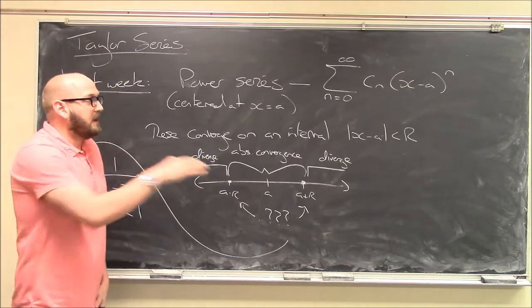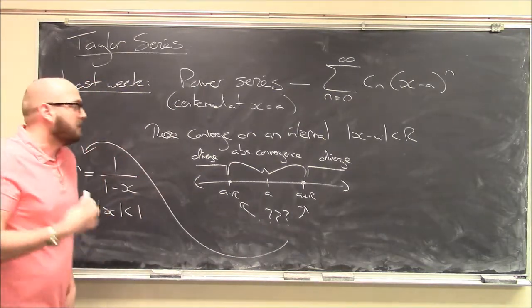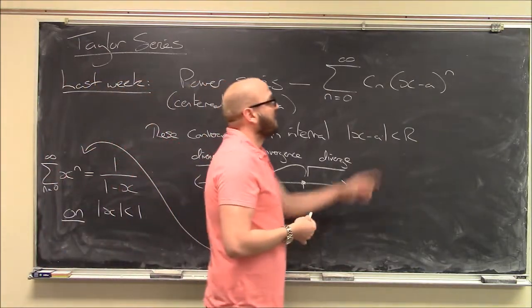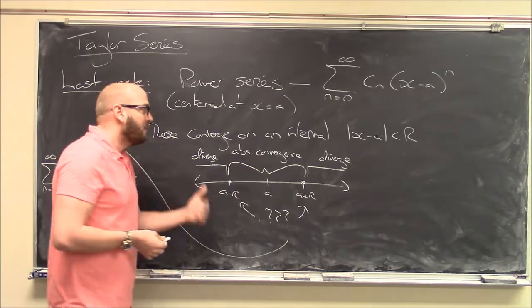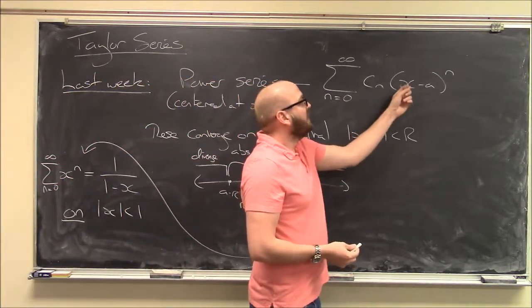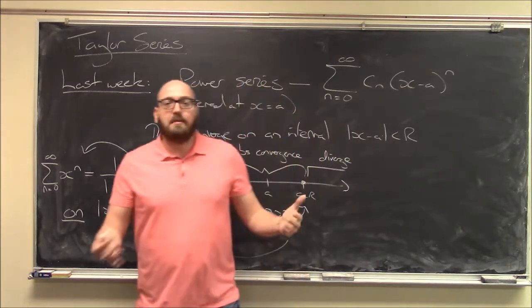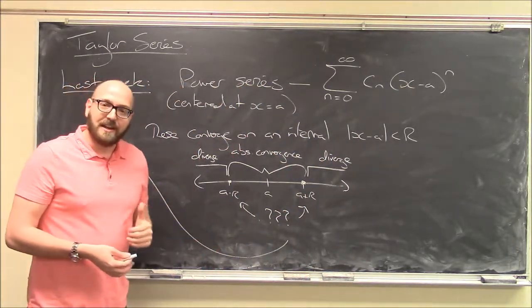You're allowed to plug in numbers for x, right? So it really is a function. It's a function where I plug in a value for x and I get out an output. The problem is I don't always get out an output, right? Depending on what x is and what my coefficients are, I might have a divergent series. And if I have a divergent series, I'm certainly not getting an output.